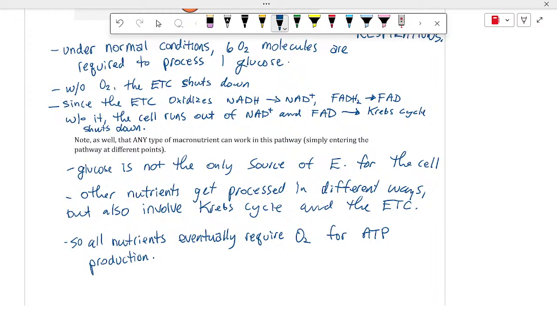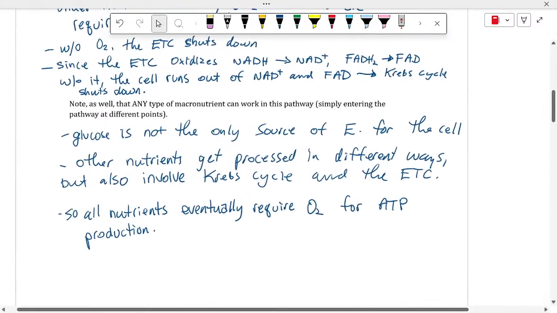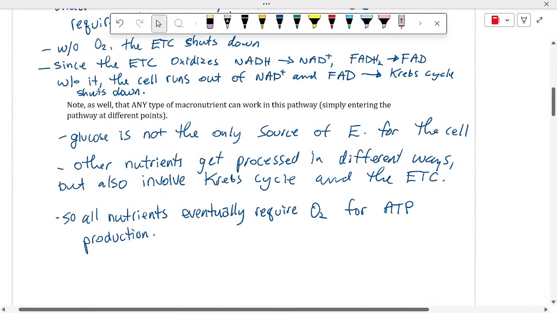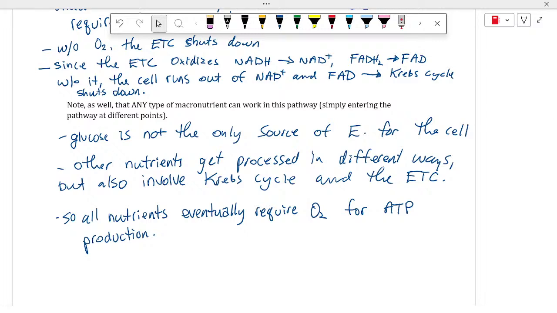Except for where? Where's the one place that's not true? We get all of our ATP from the electron transport chain and then the ATP synthase molecule, allowing those H plus ions to flood back into the matrix of the mitochondrion, turning the stator portion of the ATP synthase molecule and mechanically forcing together ADP and phosphate to form ATP. But there's one other place we get ATP. Where is it?